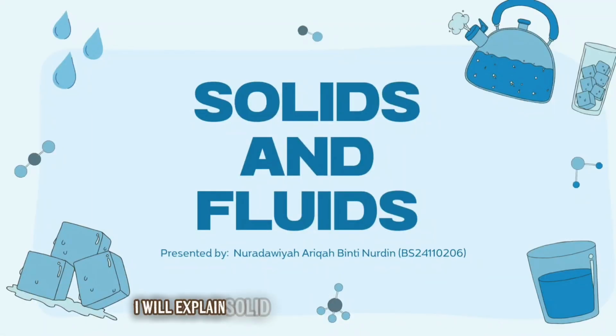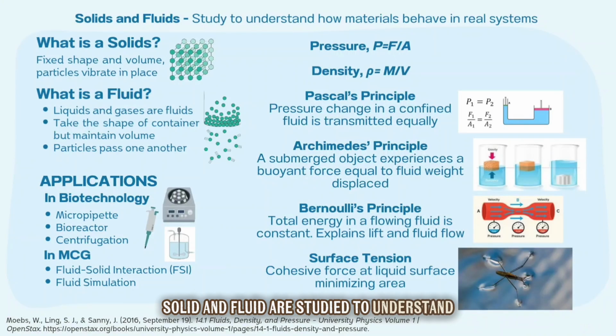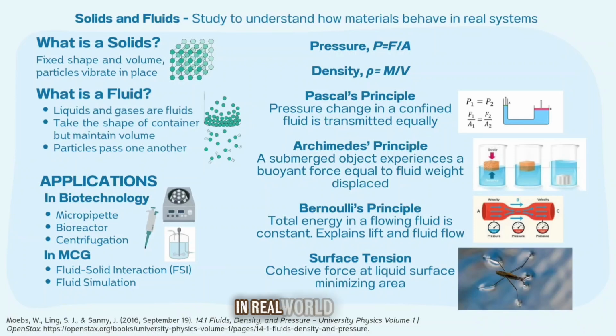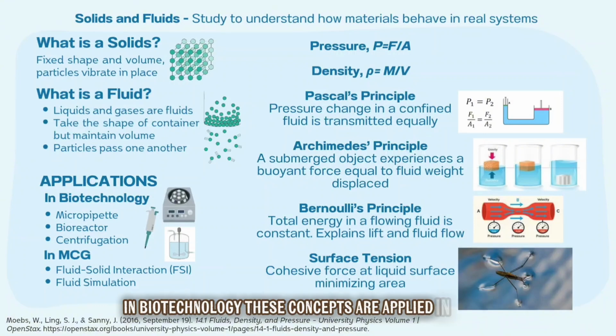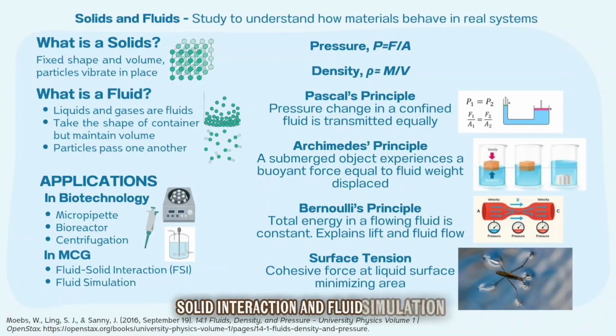Next, I will explain solid and fluid and their application in biotechnology and MCG. Solid and fluid are studied to understand how materials behave and flow in real-world systems. Solids have a fixed shape and volume, while fluids can flow and take the shape of their container. In biotechnology, these concepts are applied in tools such as micropipette, bioreactor, and centrifugation. In MCG, they are used to study fluid-solid interaction and fluid simulation.